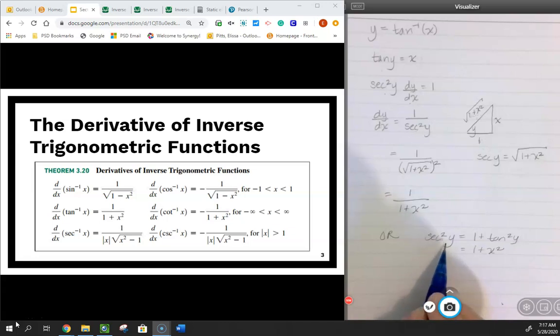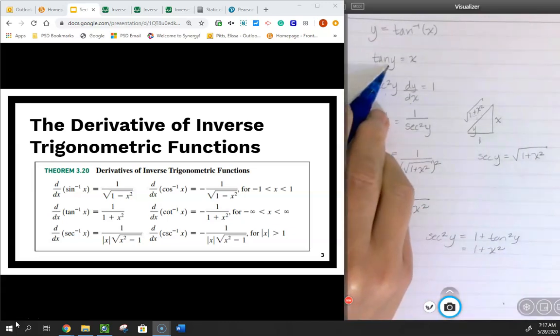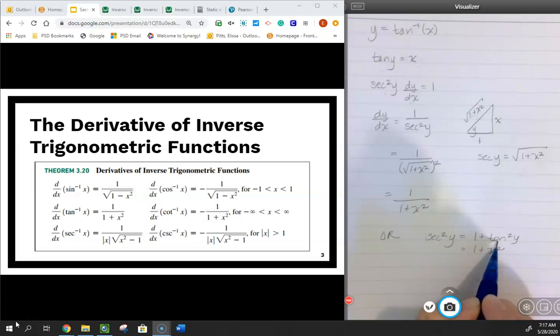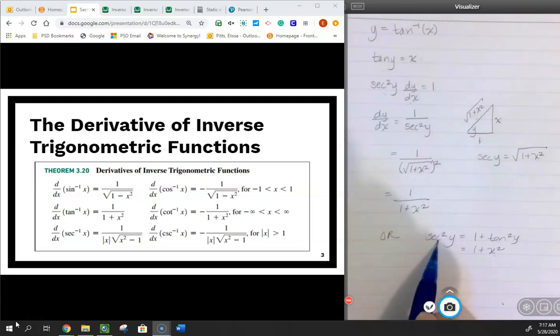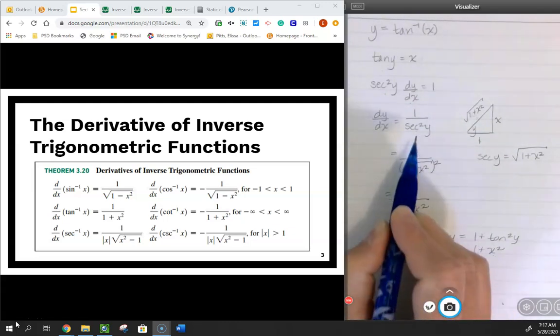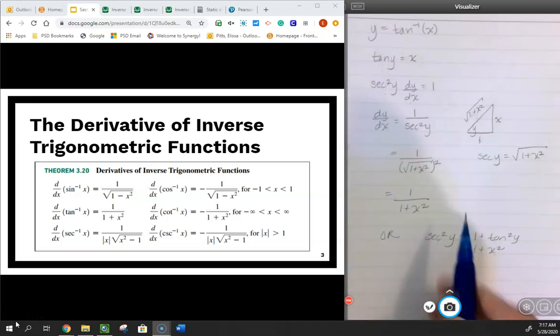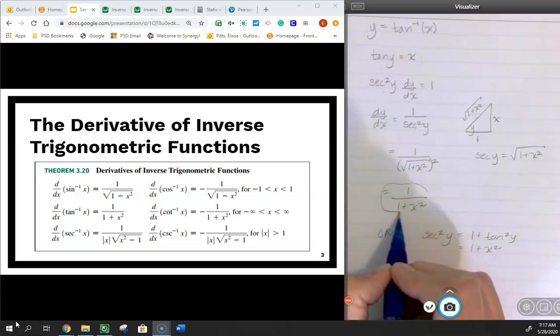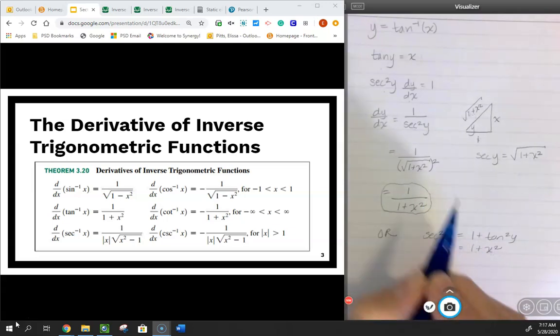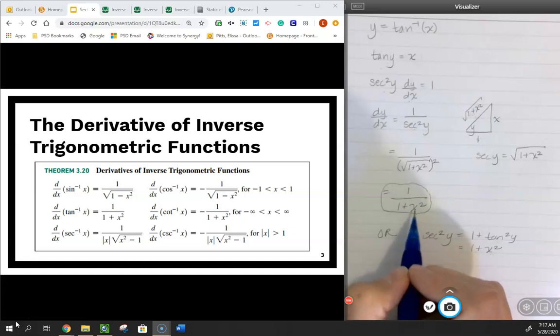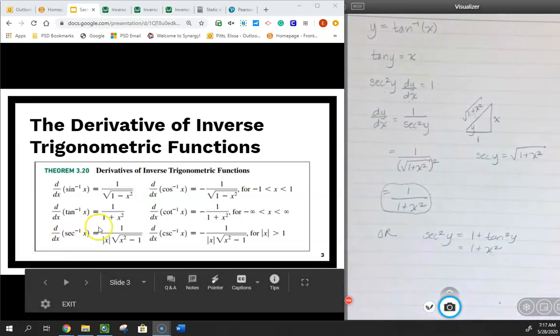Your book uses the identity that secant squared y equals 1 plus tangent squared y. We know that tangent is equal to x, so we can say that tangent squared y is equal to x squared, and so secant squared y is equal to 1 plus x squared, so I can replace secant squared y with 1 plus x squared. Either way, we get the derivative of the inverse tangent of x is 1 over 1 plus x squared. We're going to use your book, the video that comes along with your book, to figure out the derivative of inverse secant of x.